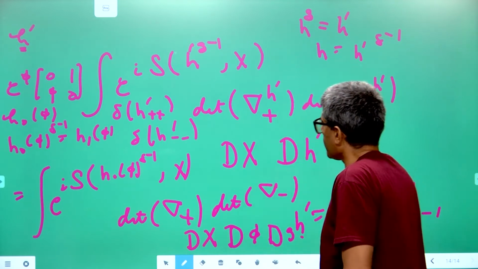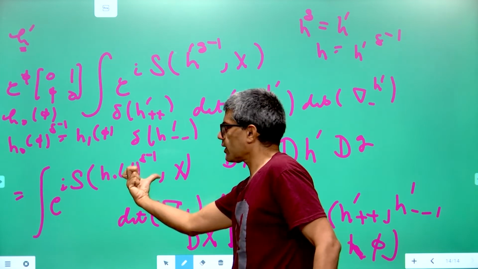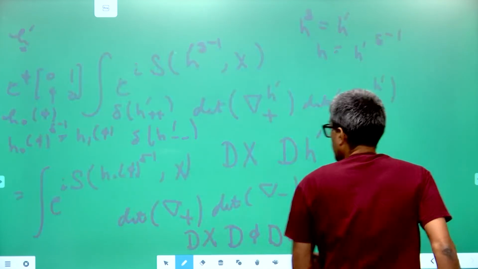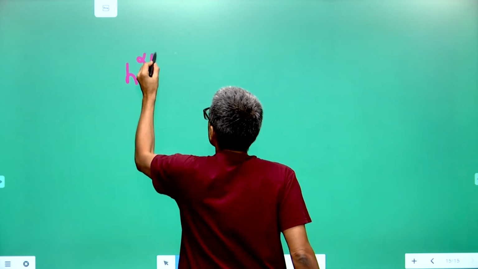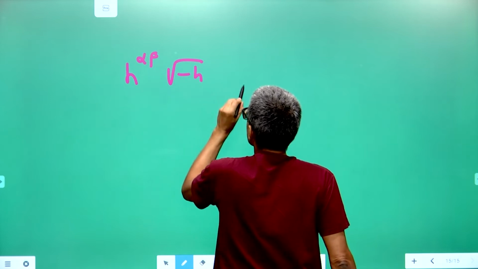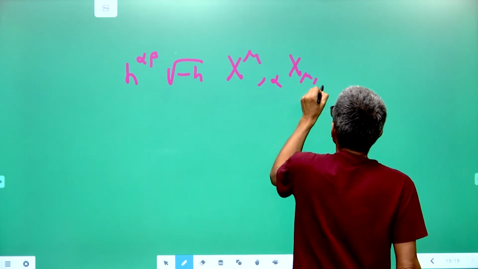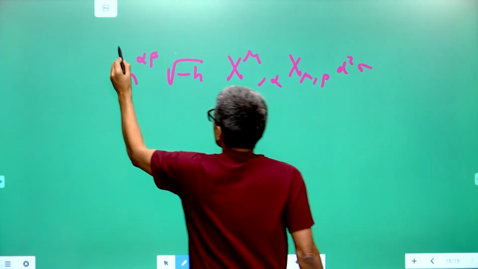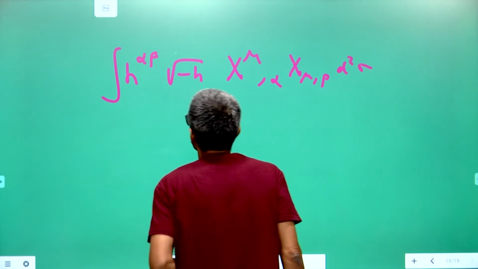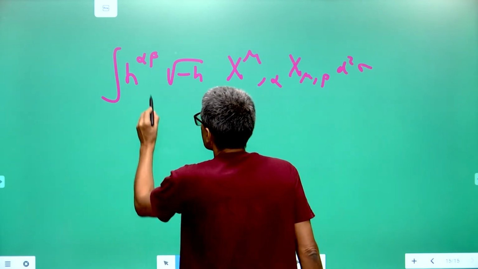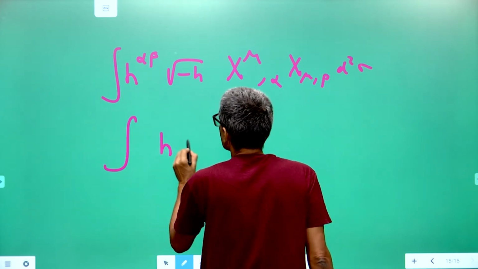Now, you see what is happening here is that when you change the metric by a diffeomorphism, what happens to the action? Suppose I start with a metric h alpha beta, root minus h, times x mu comma alpha, x mu comma beta, d2 sigma, and suppose this is the action. Suppose I change h by a diffeomorphism, that means by a reparameterization, then what will h change to?